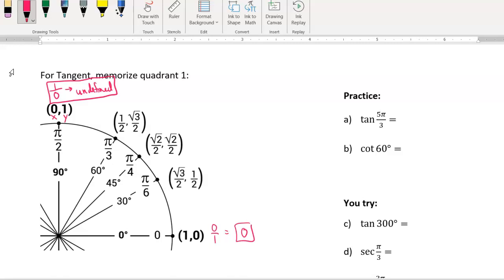Now let's look at the middle one here. Square root of 2 and square root of 2. If I take square root of 2 divided by square root of 2, my answer is just 1.